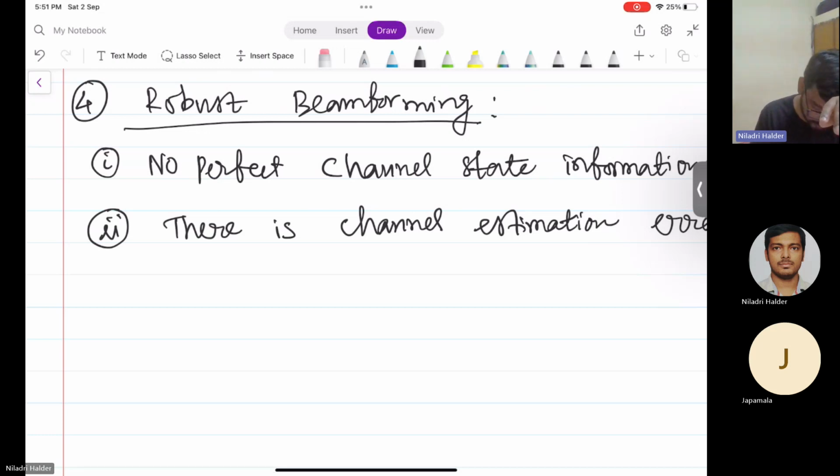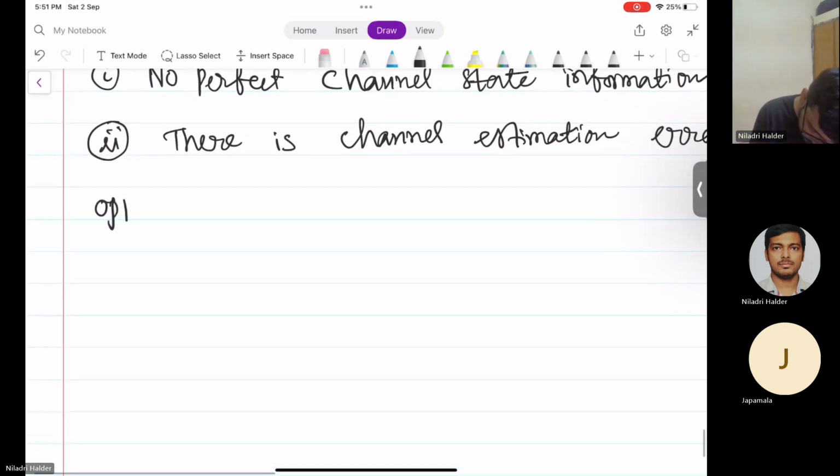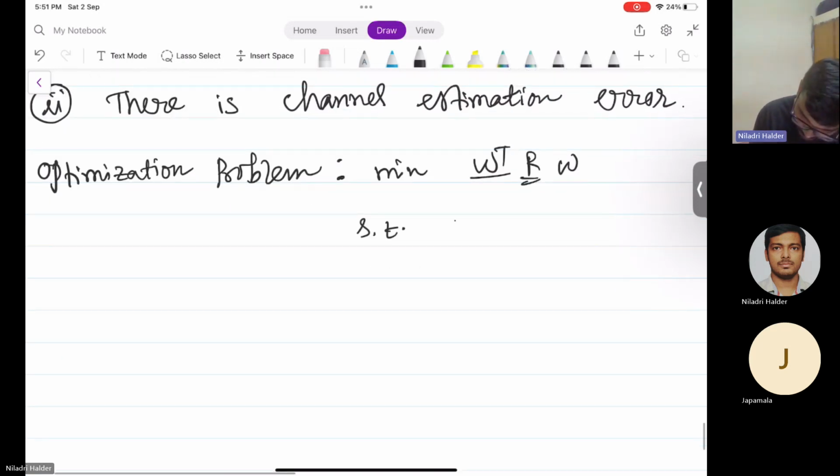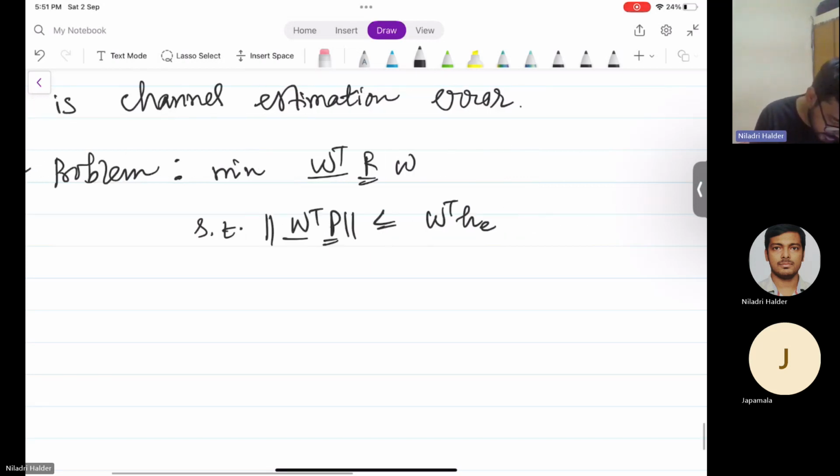Okay, so that means the optimization problem will be, as the professor has already solved, the ultimate optimization problem: minimizing W transpose R W subject to the norm of W transpose P being equal to W transpose H_E, where H is the channel estimation minus 1 scalar.